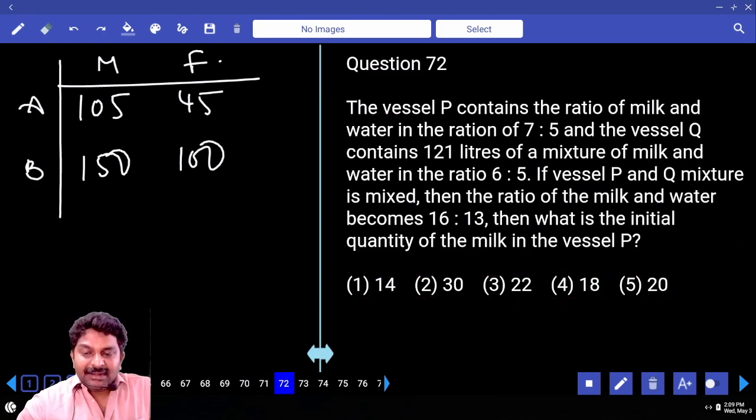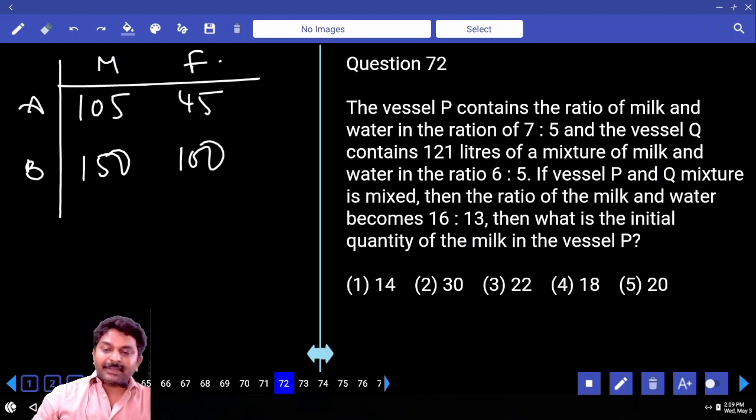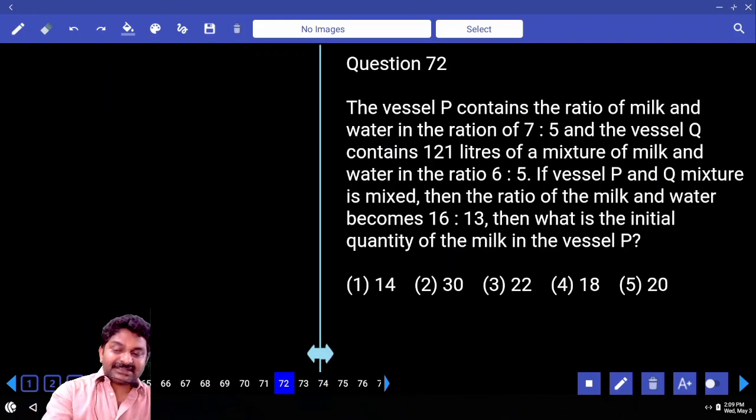A vessel P contains milk and water in the ratio 7:5. The vessel Q contains 121 liters of mixture of milk and water in the ratio 6:5. If vessels P and Q are mixed, then the ratio of milk and water becomes 16:13. Then what is the initial quantity of milk in the vessel P? Initial quantity of milk in P.